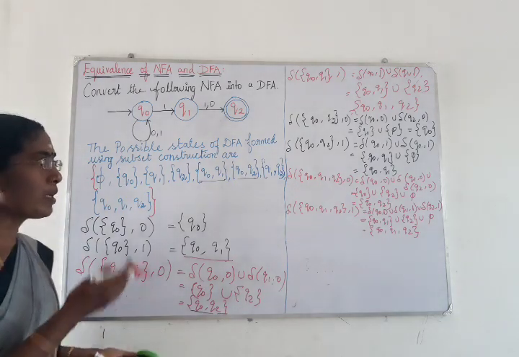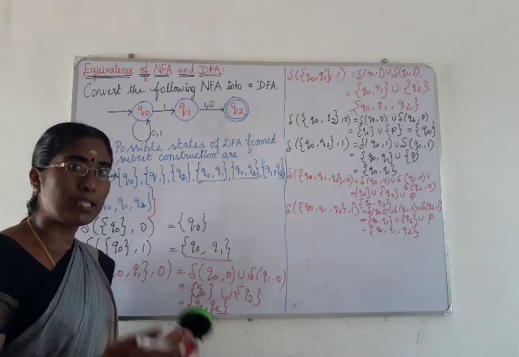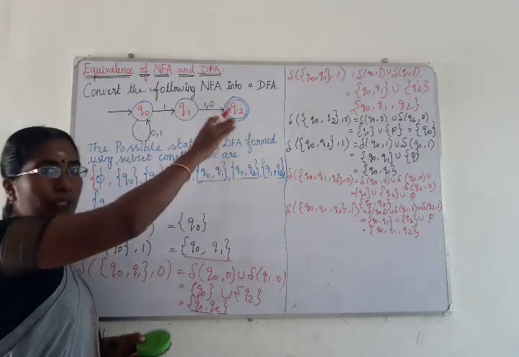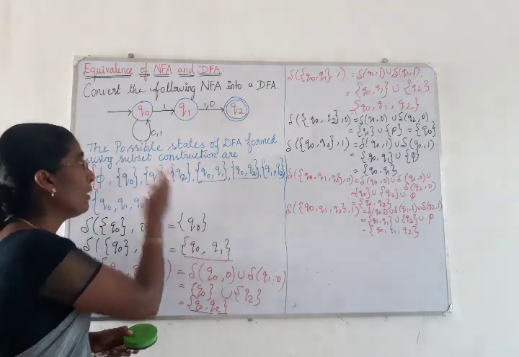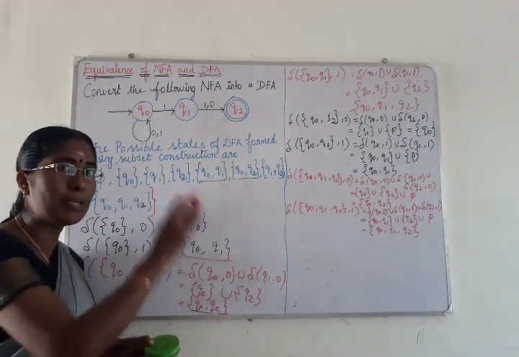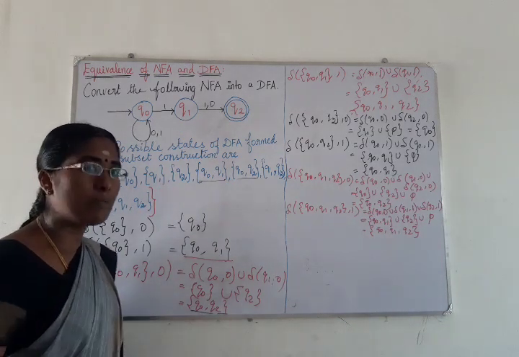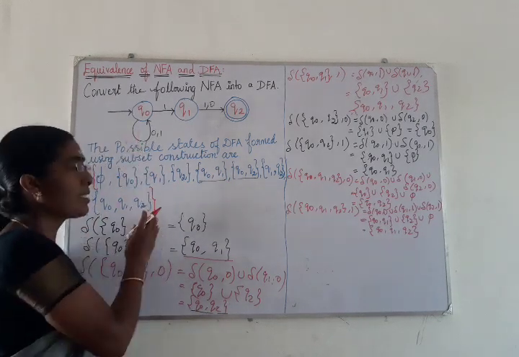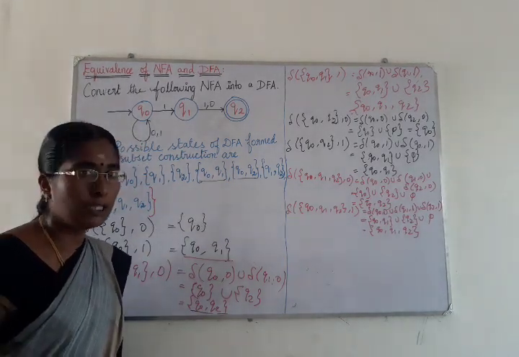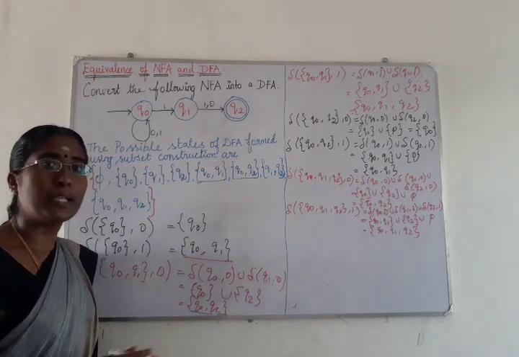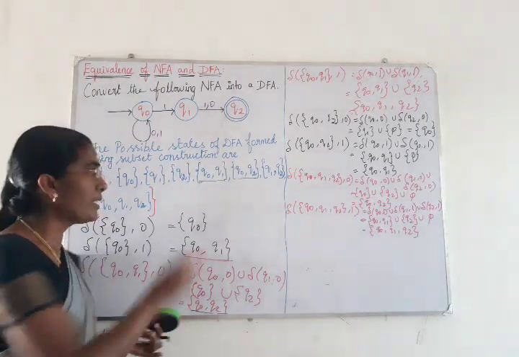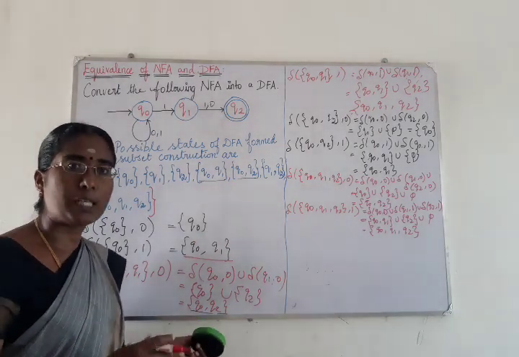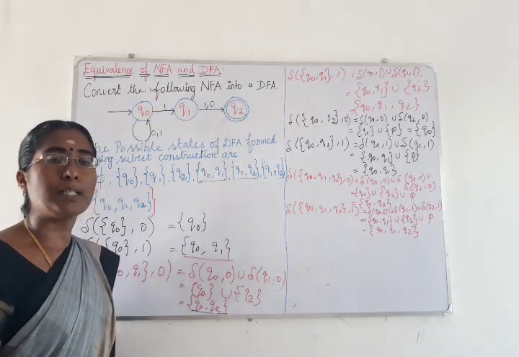The alphabet is the same for the DFA: 0 and 1. And the states are Q0, Q1 and Q2 in the NFA. Of the 8 subset states, not all will be included in the DFA. Among these 8 states, only the states reachable from the start state are included in the construction of the DFA. The alphabet is the same as in the NFA, that is 0 and 1.